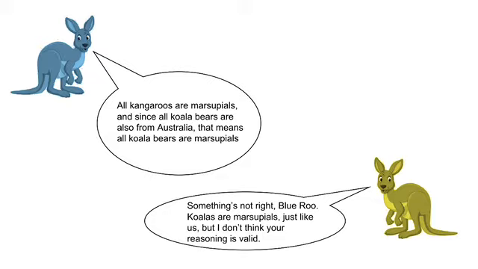So here's a little blue kangaroo. And blue kangaroo says all kangaroos are marsupials. And since all koala bears are also from Australia, that means all koala bears are marsupials. And yellow kangaroo says, something's not right, Blue Roo. She says koalas are marsupials, just like us. But I don't think your reasoning is valid.